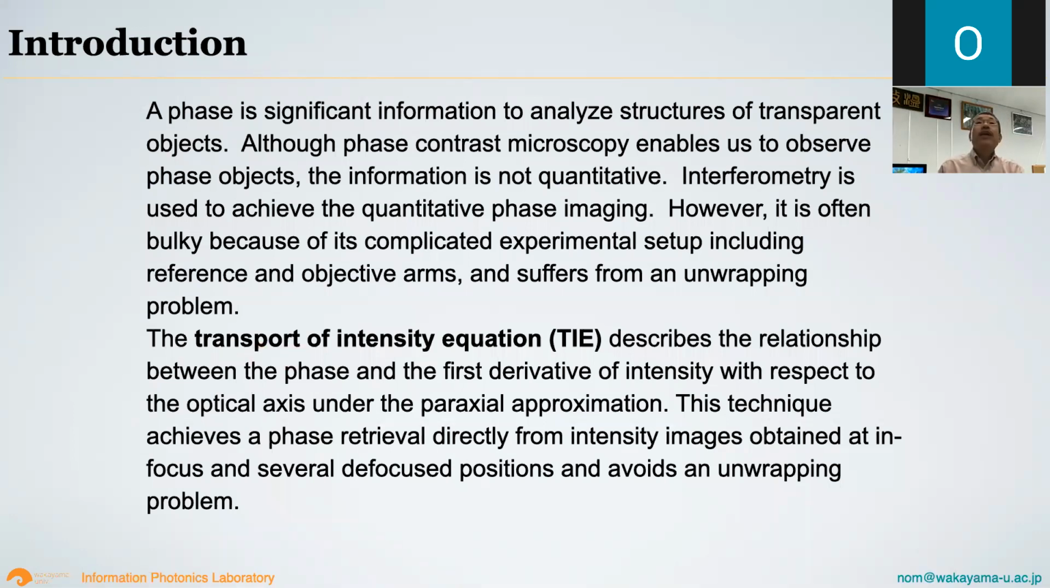On the contrary, the transport of intensity equation, TIE, describes the relationship between the phase and the first derivative of intensity with respect to the optical axis under the paraxial approximation. This technique achieves a phase retrieval directly from intensity images obtained in focus and several defocus positions. And it also can avoid the wrapping problem.